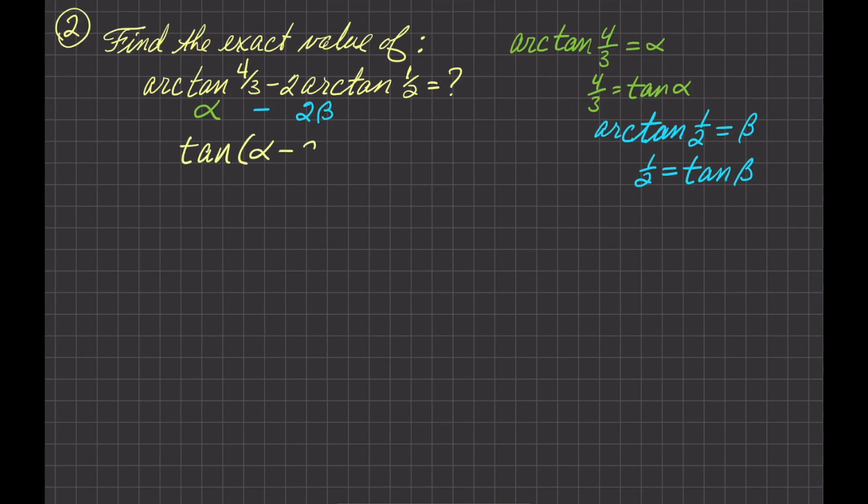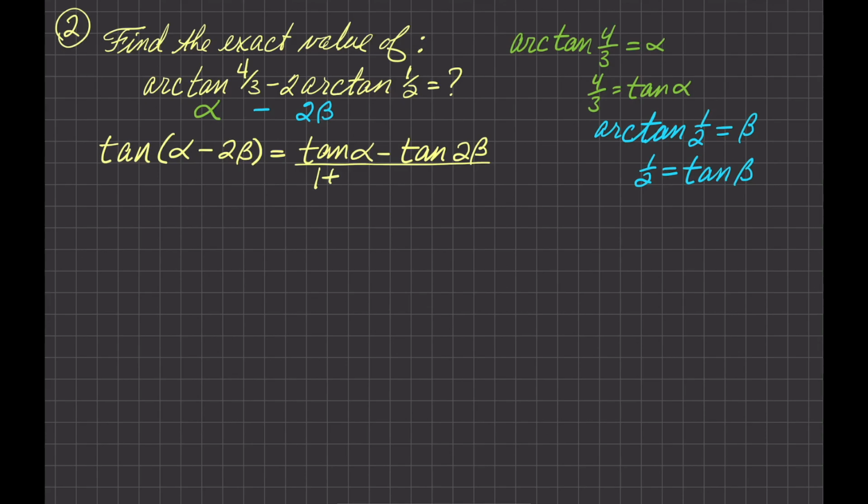Okay, so now if I take my expression here and I look at this as a tangent of alpha minus 2 beta, and look at the other side of this identity, which I'm probably not going to have enough room to write here, so let's slide this over. That's going to be equal to the tangent of alpha minus the tangent of 2 beta, which is then over 1 plus the tangent of alpha and the tangent of 2 beta.